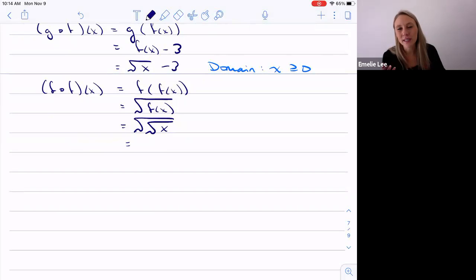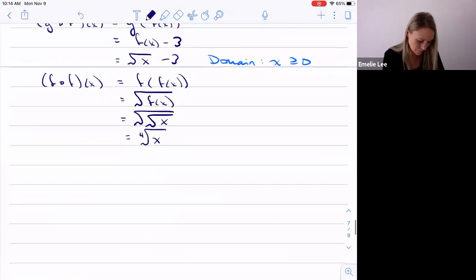If I manipulate it with exponents, I've got x to the 1/2 and then to the 1/2, which is x to the 1/4. So this becomes the 4th root of x, which again has a domain of, we've got an even power again, so x has to be greater than or equal to 0.